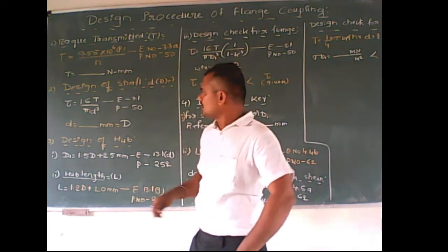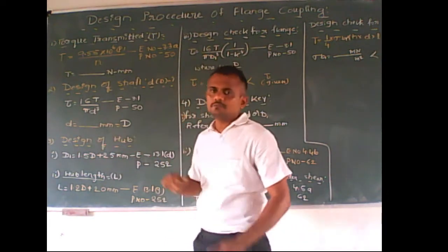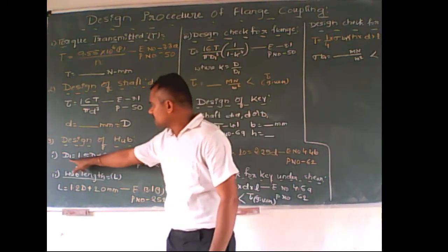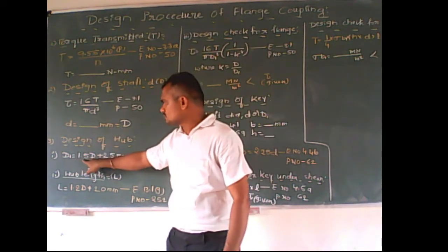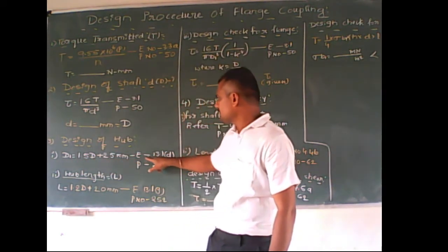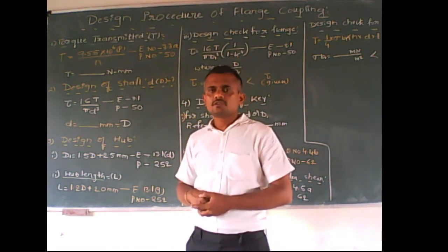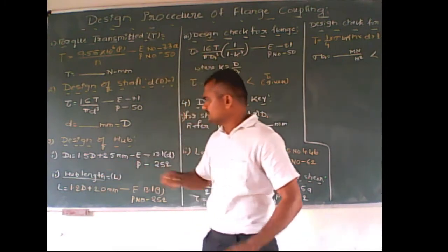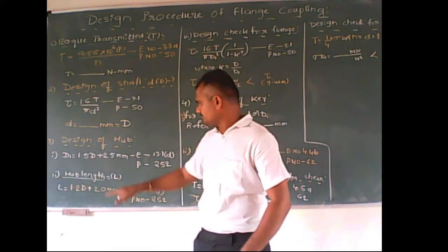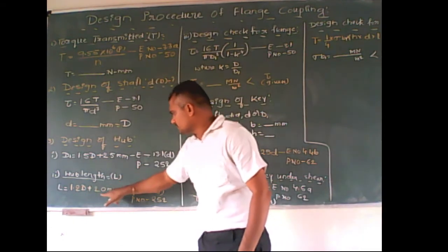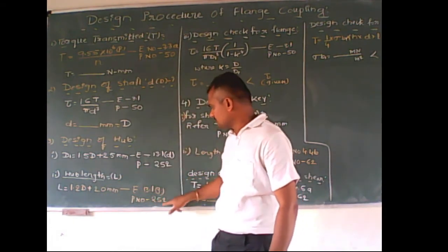Thereafter, what we have to do? Design of a hub. In that, the hub diameter is required, for which you can use D1 equal to 1.5 D plus 25 mm, equation number 13.1 D, page number 252. Then after that, the hub length. Hub length, capital L, is 1.2 D plus 20 mm, equation number 13.1 G.